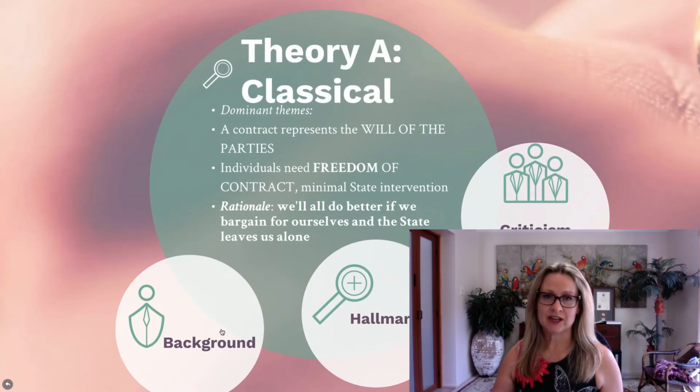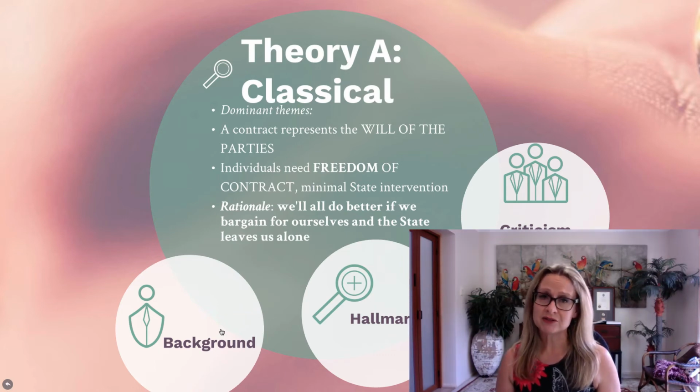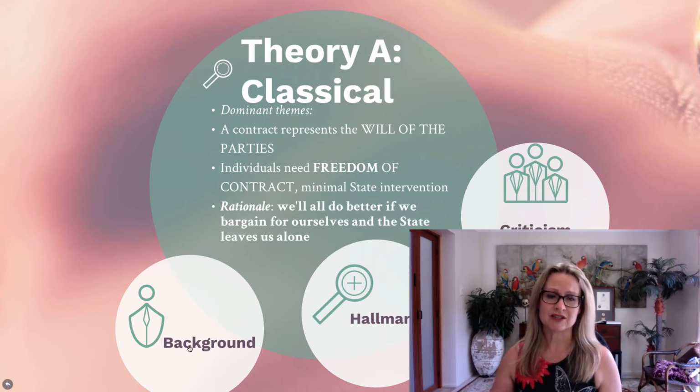And the first theory I want to get our collective heads around is the classical theory. This is the big behemoth that we need to confront because it is and has been dominant for about 150 years now. The contract basically represents the will of the parties. So this theory runs, we need freedom of contract with minimal state intervention. The rationale for the classical theory is that we'll all do better if we bargain for ourselves and pretty much the state leaves us alone. Okay, bargain for ourselves. We do what we want, what we will.